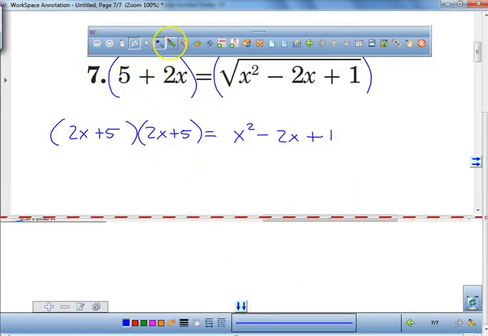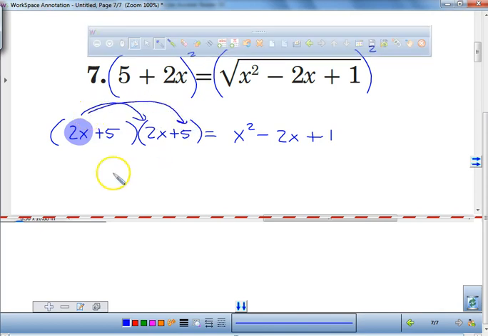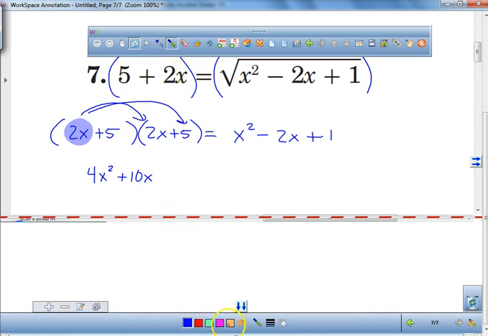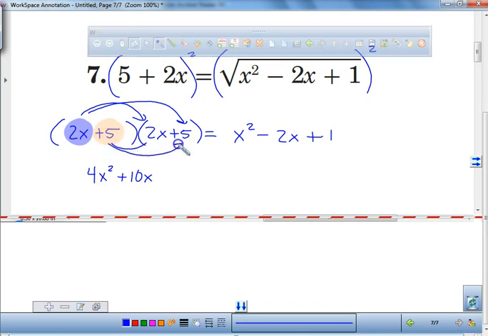Now let's go ahead and FOIL things out. Take 2x, multiply it to both numbers, get 4x squared plus 10x. Multiply the 5 to both these monomials, you get 10x plus 25.